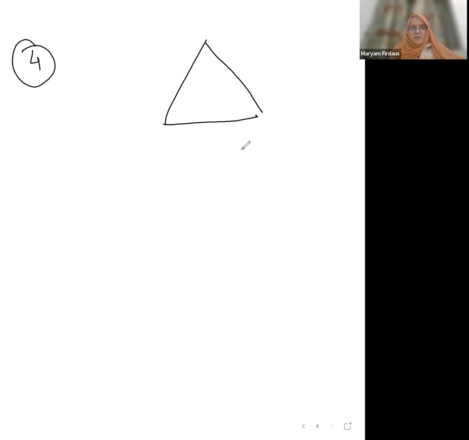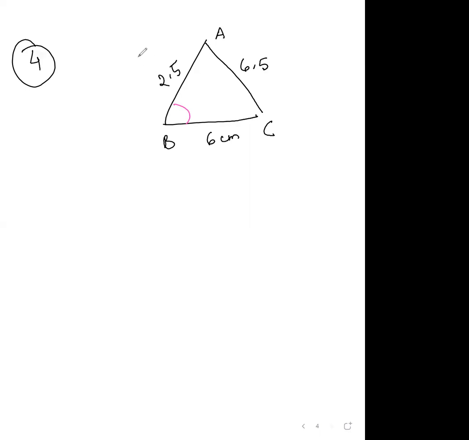So do one thing. You take BC over here. This is your 6 centimeters. Fine. AC. AC is how much? 6.5. And AB is 2.5. They are asking you to measure angle B. This angle you have to measure using the protractor. Okay? Okay. Now you understood? Yes.